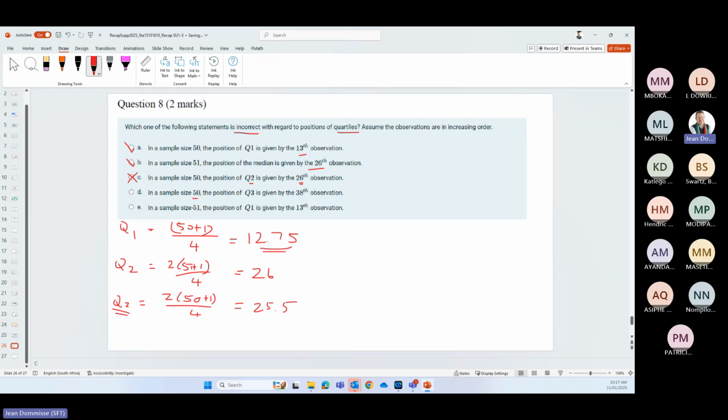In a sample of 50, now we're going to Q3. Q3 we multiply by 3 and divide by 4. So again, 50 plus 1 is 51, 51 times 3 is 153, 153 divided by 4 is 58.25. 58.25, round off to 58.